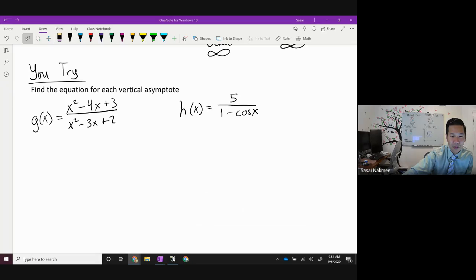You are free to go between pages now on the Pear Deck, I believe, so you can switch between the two. You can go to the third page. That's where the h of x function is.